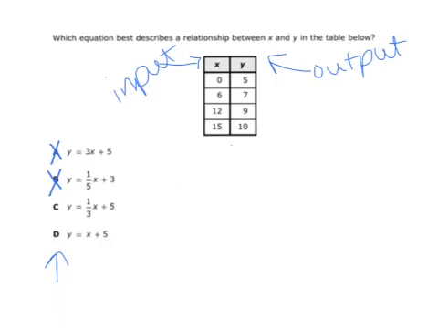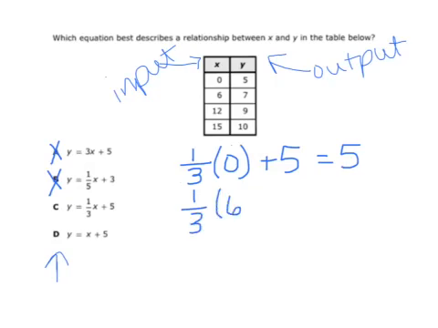The third one tells me I'm going to do 1/3 x plus 5. So let's plug that in. 1/3 times 0 plus 5. Well, 1/3 times 0 is 0. 0 plus 5 is 5. That's the correct output. Let's move on to the next one. 1/3 times 6 plus 5. Well, 1/3 times 6 is 2, and 2 plus 5 is 7. That's supposed to be the right one. So we're going to move on to the next one.